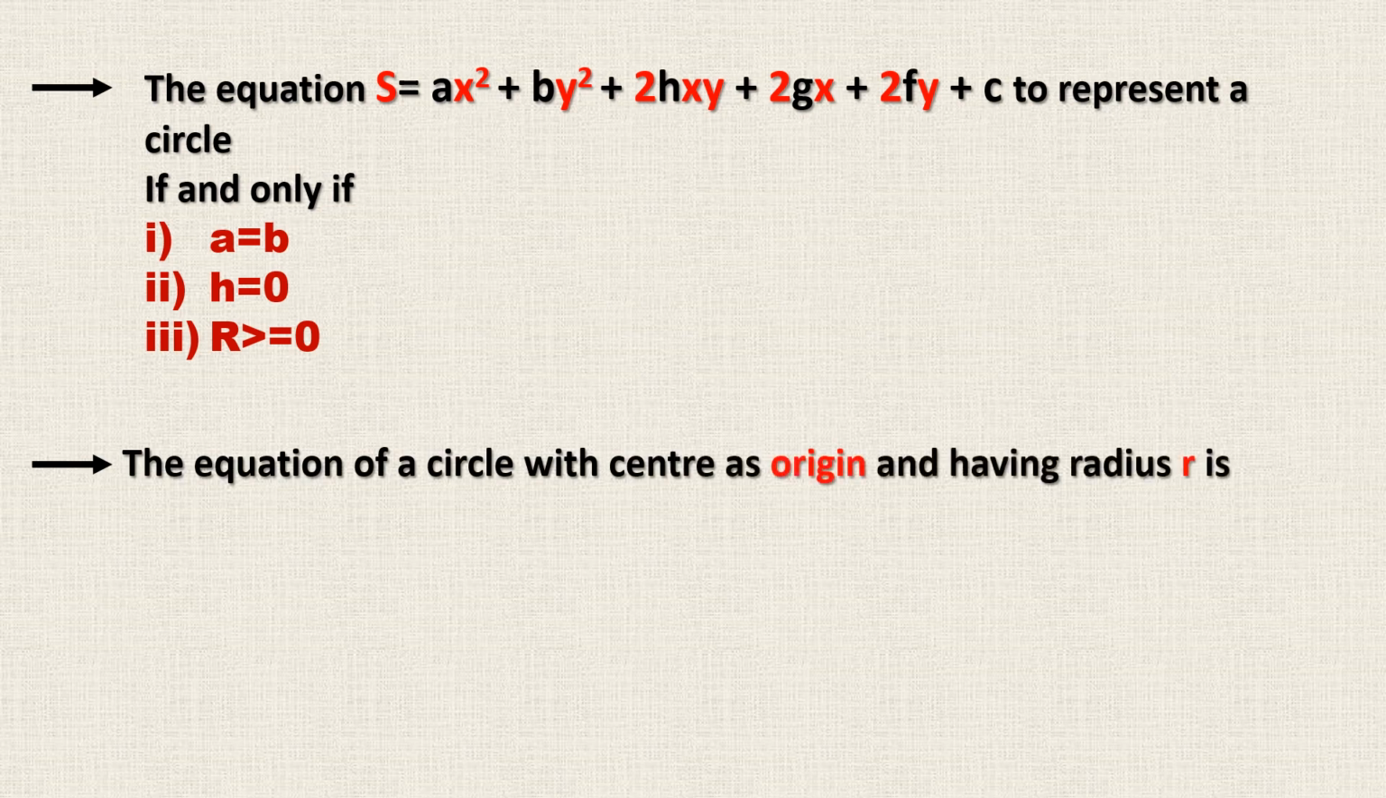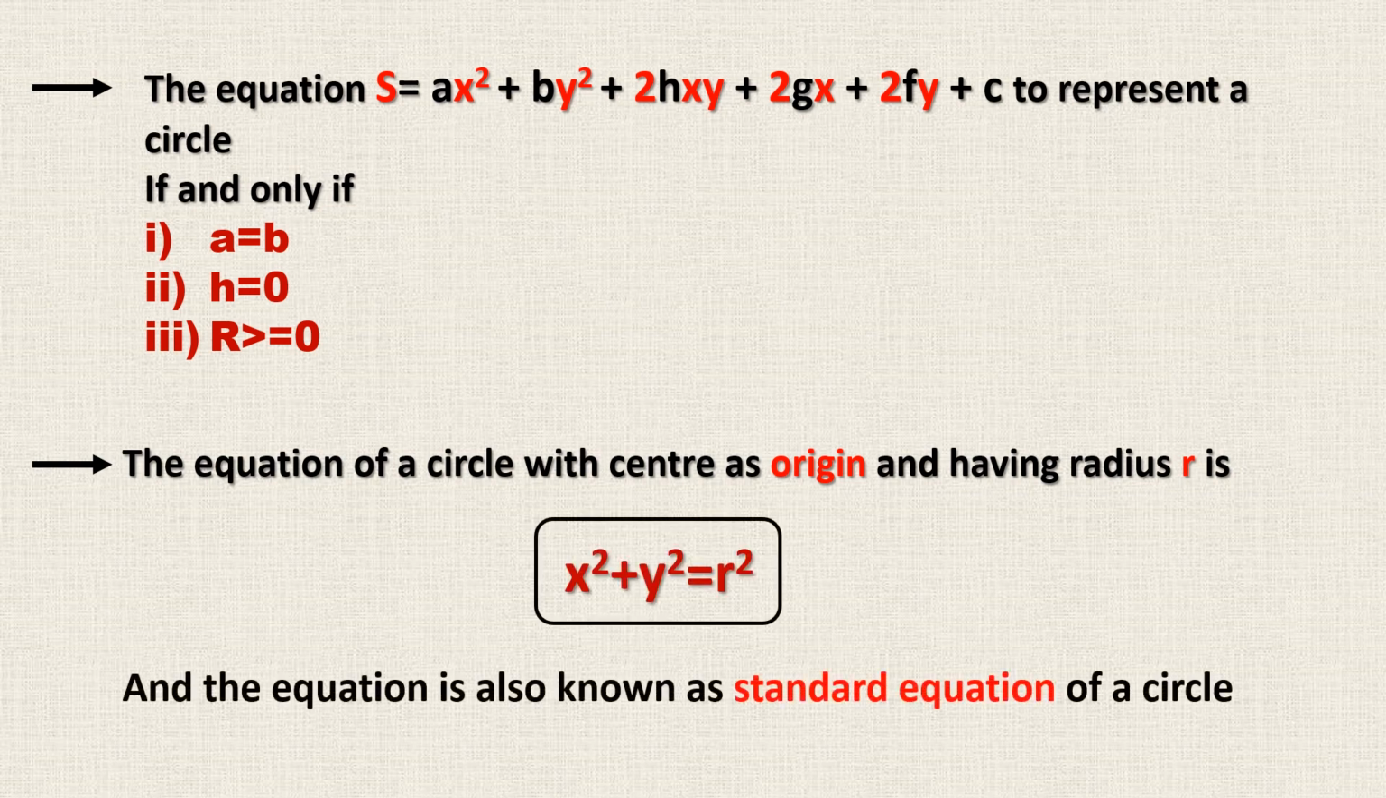Equation of a circle with center as origin and having radius r is x square plus y square equal to r square, and the equation is also known as standard equation of a circle.